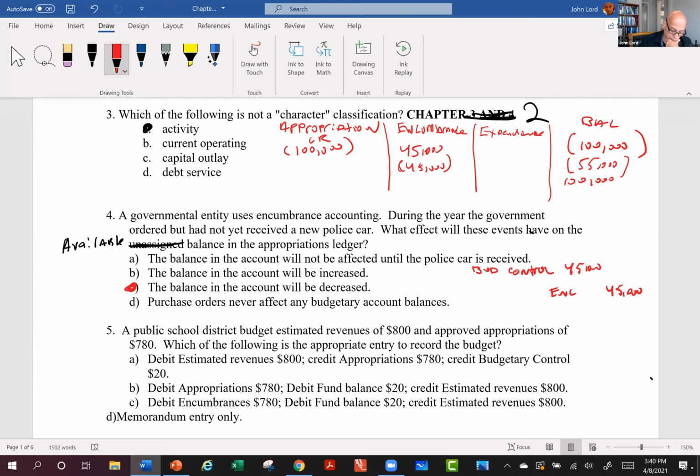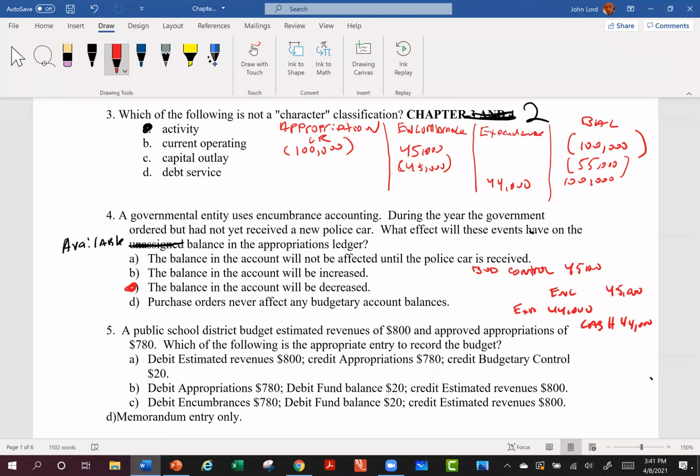Debit expenditure 44,000, you said? Yeah, 44,000. Good. Credit cash? Good. Assuming we paid cash for it, right? We may pay it later, but whatever. We're going to debit expenditure for 44. And when we do, now the balance here is what? 56. Is 56,000. Okay, good.